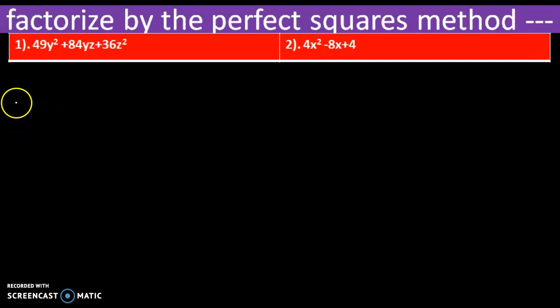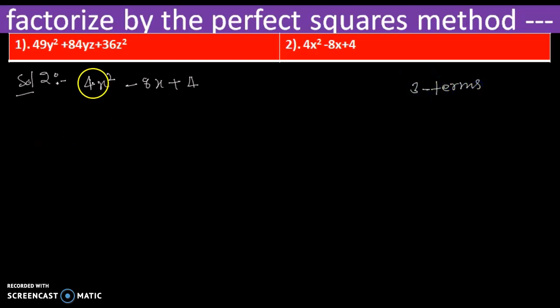So now we move towards the next question, which is solution number 2. The question is 4x square minus 8x plus 4. So students, first thing in our mind, how to solve and what we find. We solve these questions by the perfect square method and we find the factors of this question. First thing, how many terms are in this question? There are 3 terms.